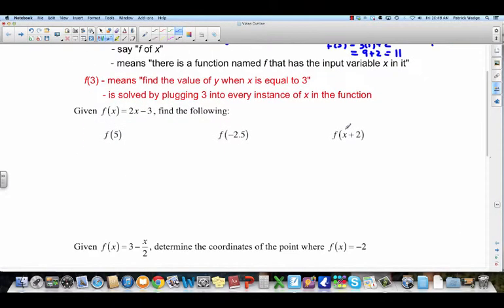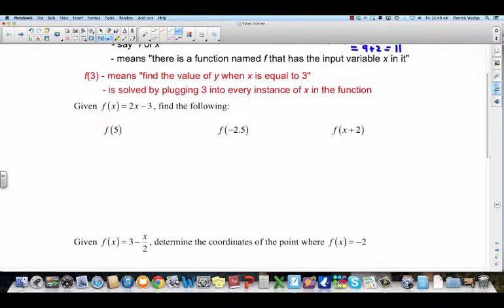Okay, let's try a few more of those. Given, so here's my function right in here. I'm naming the function f, and the input value is x. So we'd expect to see some x's over here, and yes, there is one x. You could have more than one x, by the way. That'll often happen, especially when we get to grade 11. But it could happen this year too.